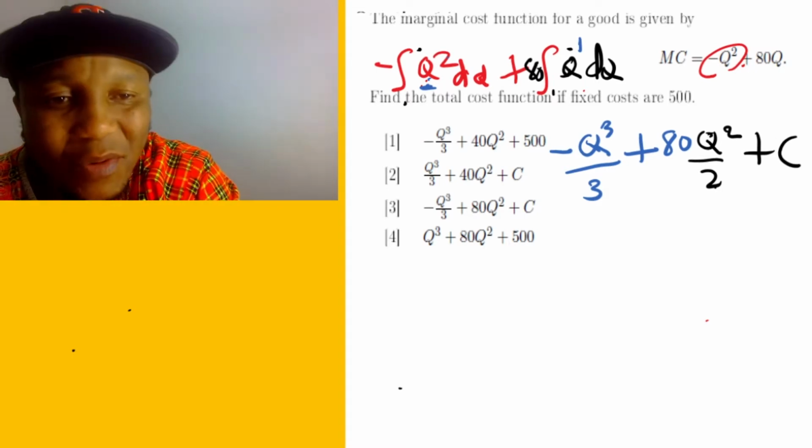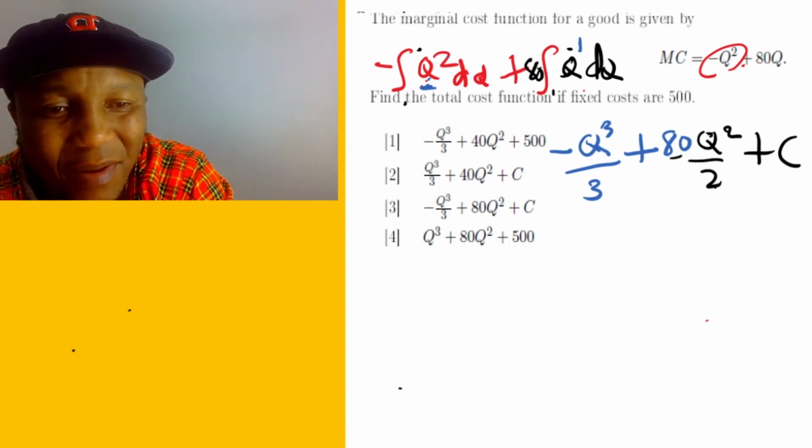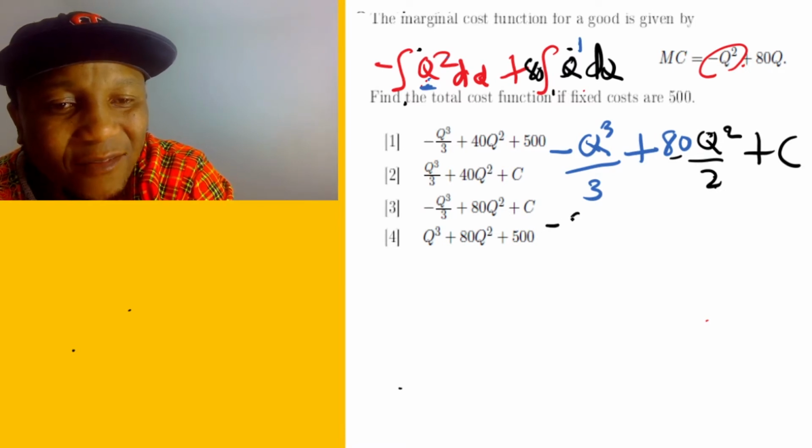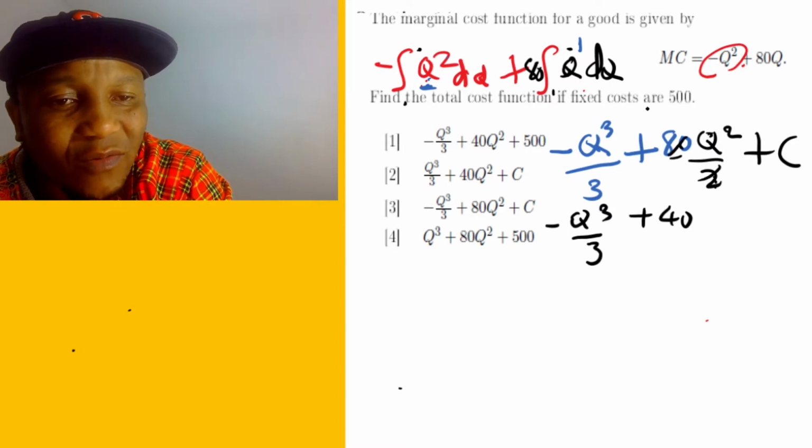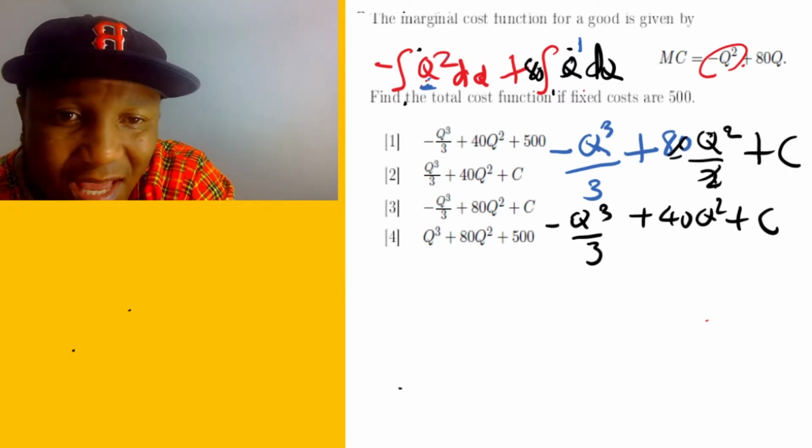Now we can simplify. 8 divided by 2 equals 4. So this is going to be negative q cubed over 3 plus 4q square plus c.